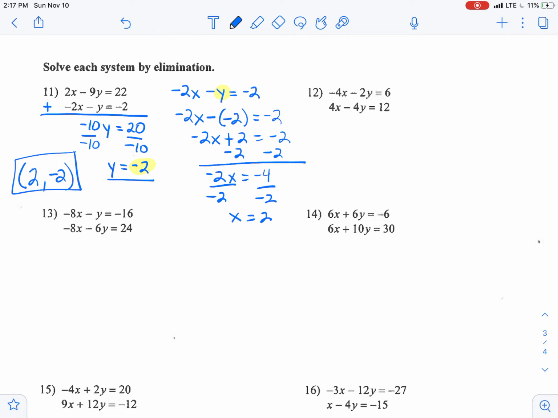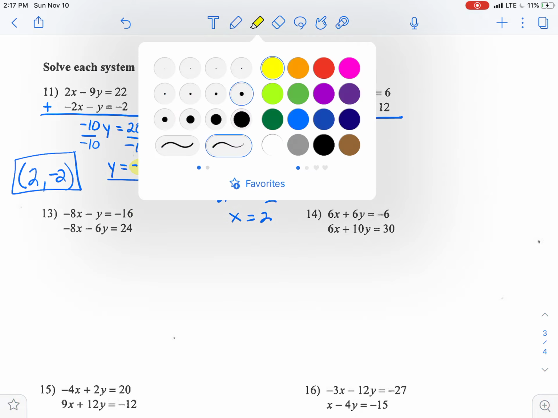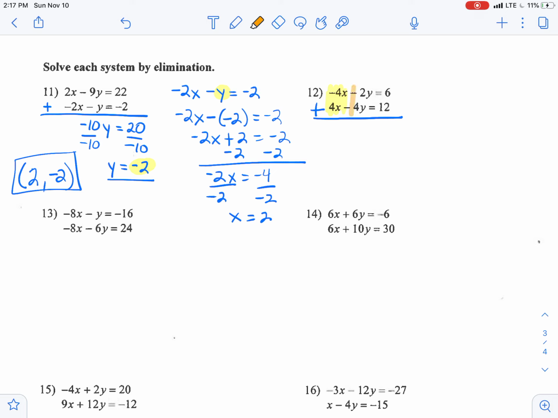So I want you to look at number 12. If I add down, if I just straight add, if I add my x's together, will one of them eliminate? Or if I add my y's, will one of them eliminate? So if you know what's going on, go ahead and work through this. If not, I will start it up in just a minute.